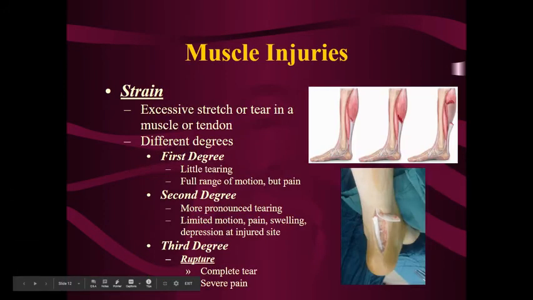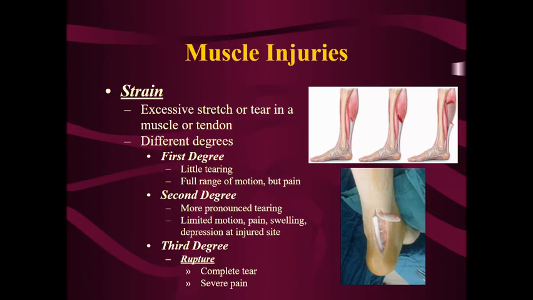A strain is an excessive stretch or tear in a muscle or tendon. And there are different degrees of severity when it comes to strains. First degree strain, there's little tearing in the muscle. You still will have the full range of motion, but there's going to be some pain due to the tearing of some of the muscle.